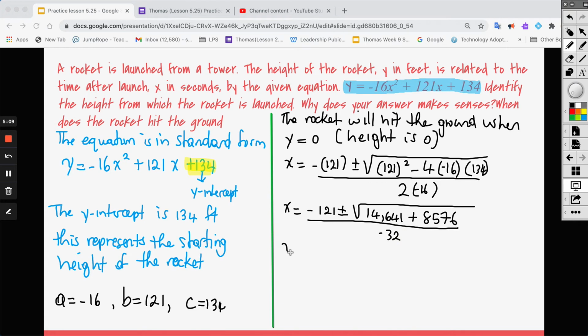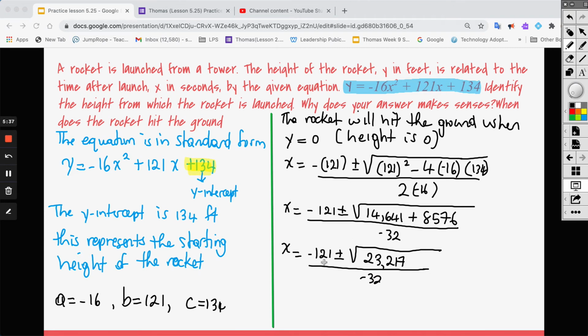We want to simplify what's under the radical sign right now, so x is equal to a negative 121 plus or minus, when we add 14,641 to 8,576, that gives us 23,217 all over negative 32.